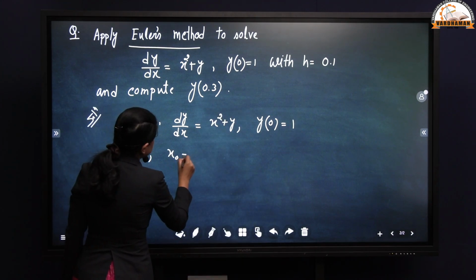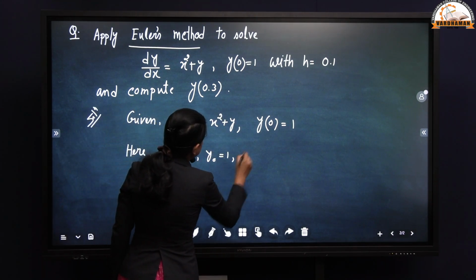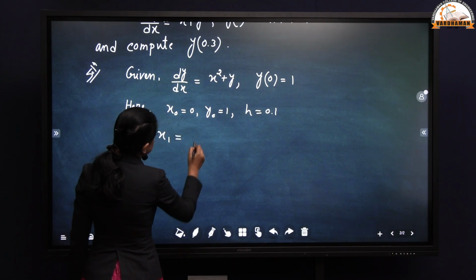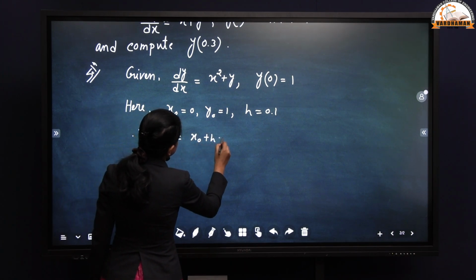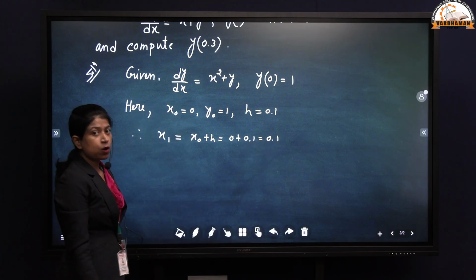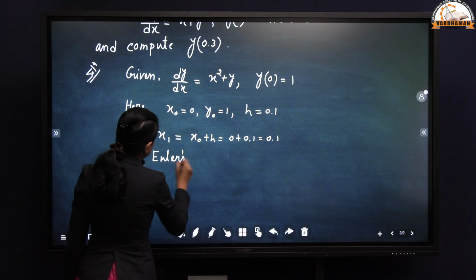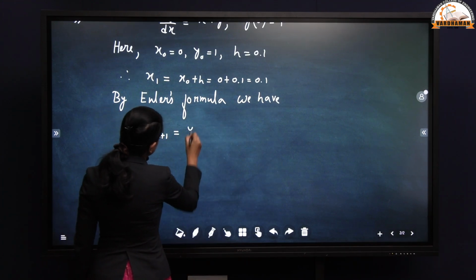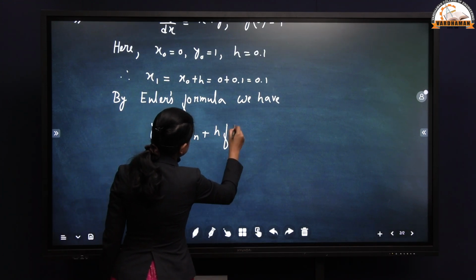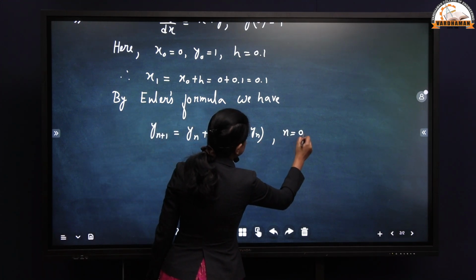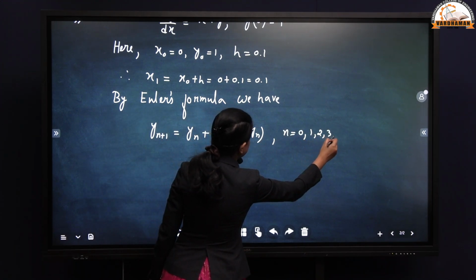Here x naught is 0, y naught is 1 and h is 0.1. Therefore, x1 is equal to x naught plus h, 0 plus 0.1 equal to 0.1. By Euler's formula we have y n plus 1 equal to y n plus h into f of x n comma y n, where n equal to 0, 1, 2, 3 and so on.